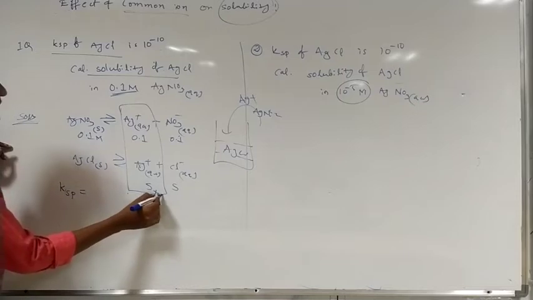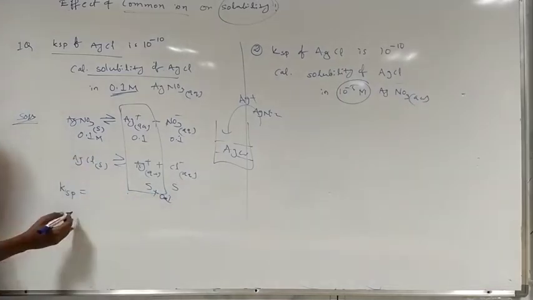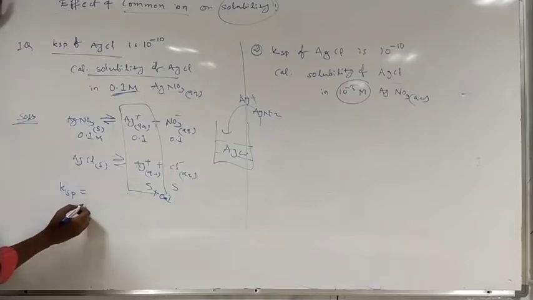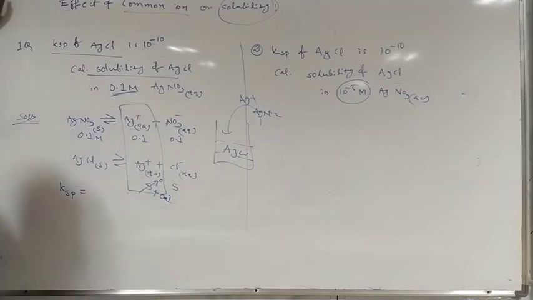How much concentration of Ag+? 0.1. Okay, to calculate this numerical, I am going to neglect this term. Sir, why are you going to neglect this term? I will give the explanation for that.